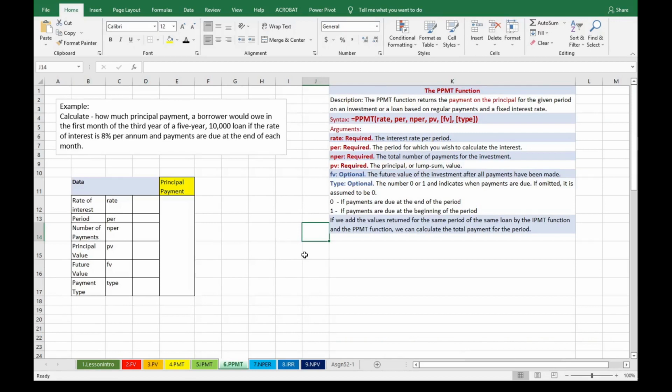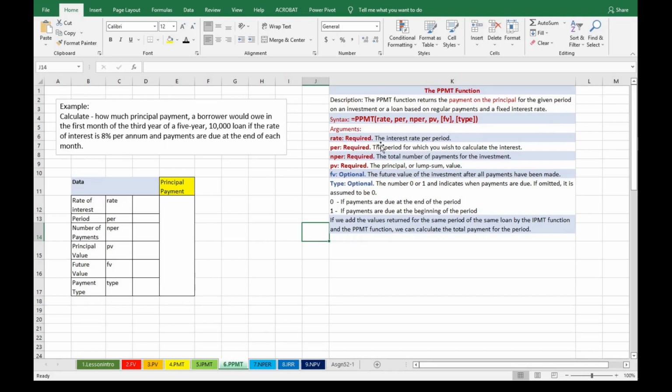Now let's look at the PPMT function. In the last topic we saw the IPMT function, which calculates the interest payment on a loan. Here we are going to see the principal payment. The PPMT function returns the payment on principal for a given period of an investment or a loan based on regular payments and a fixed interest rate. The syntax for the PPMT function is rate, PER, NPER, PV as required arguments, then FV and type are optional arguments.